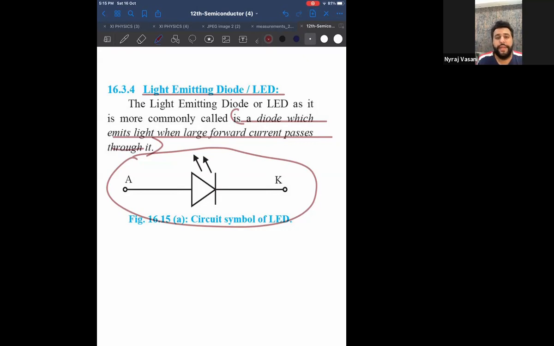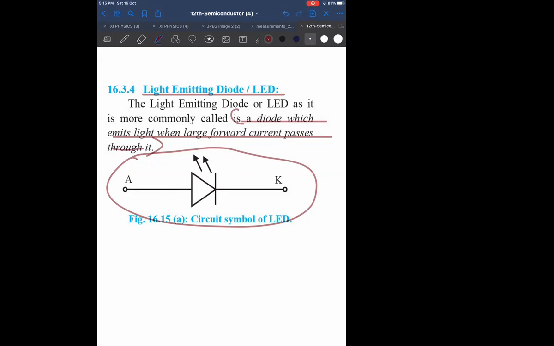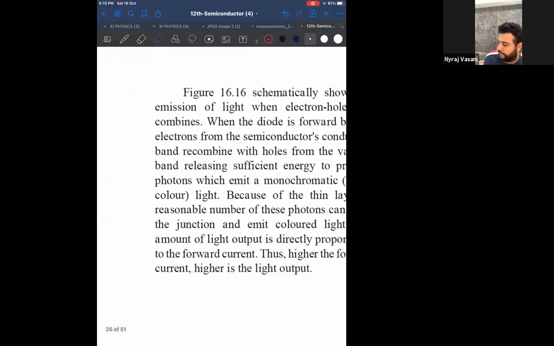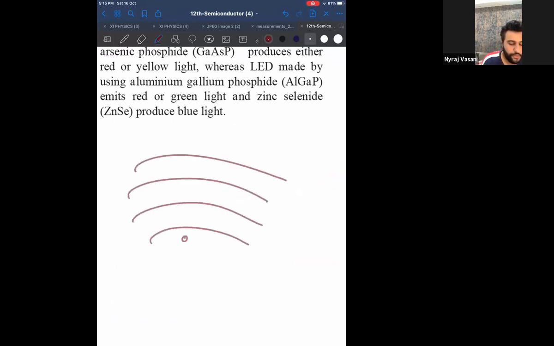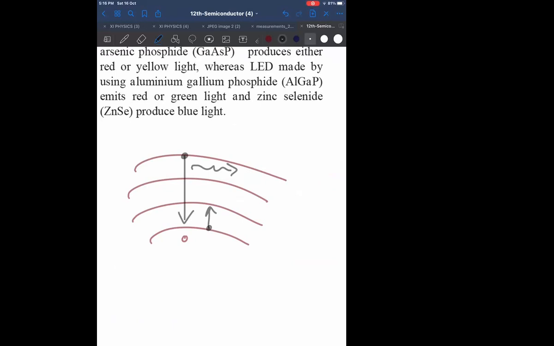I will tell you what is the principle of LED. Have you studied Bohr's postulate till now? Have you studied that in chemistry? Do you know what is Bohr's postulate 3? I'll tell you. See here. This is the nucleus. This is the first orbital, second orbital, third orbital, fourth orbital. When electrons go from a lower orbital to a higher orbital, they absorb energy. And when electrons jump from a higher orbital to a lower orbital, they release energy. Do you know this also? Yes, sir. This is Bohr's postulate 3.